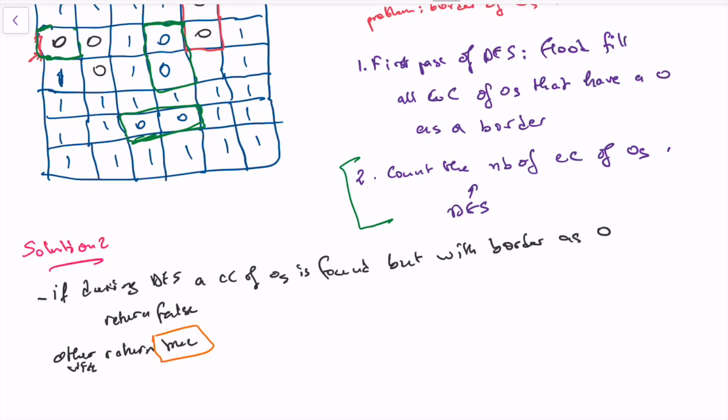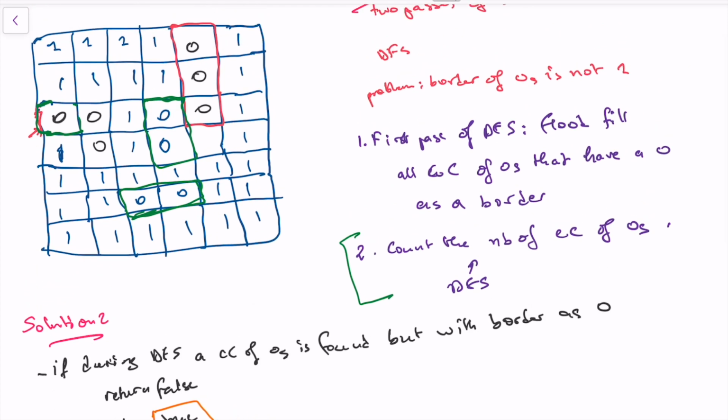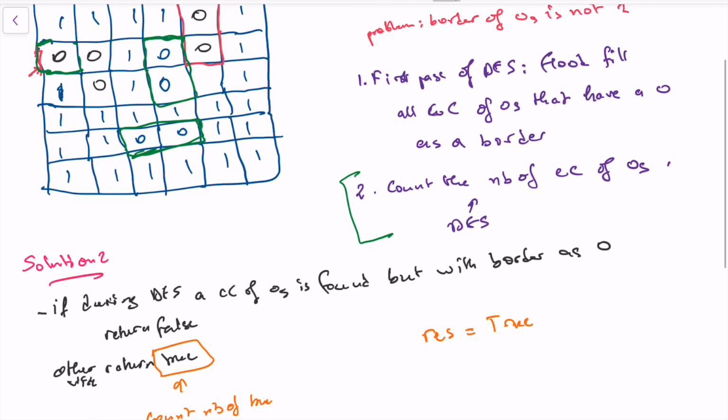So I would count, and basically what this means is my DFS now, instead of finding the connected components of zeros, will find the closed islands of zeros, right? And so basically using just a Boolean value, let's say call it res, that I will initialize to true. So I would suppose during my DFS that my island is closed, and then when I find a 0 at the border, I would say, okay, my res, add to it that I found false, right?